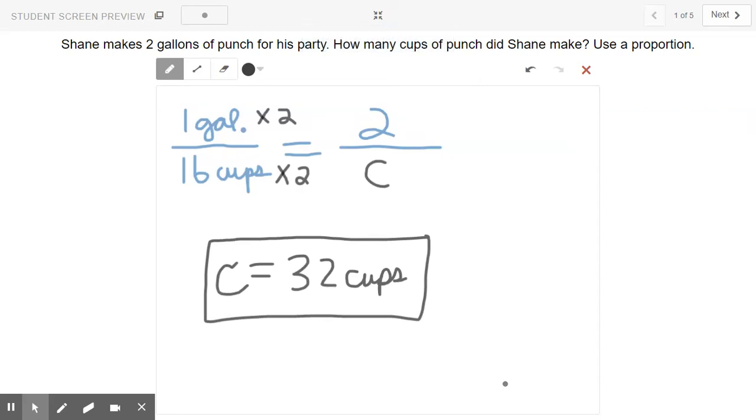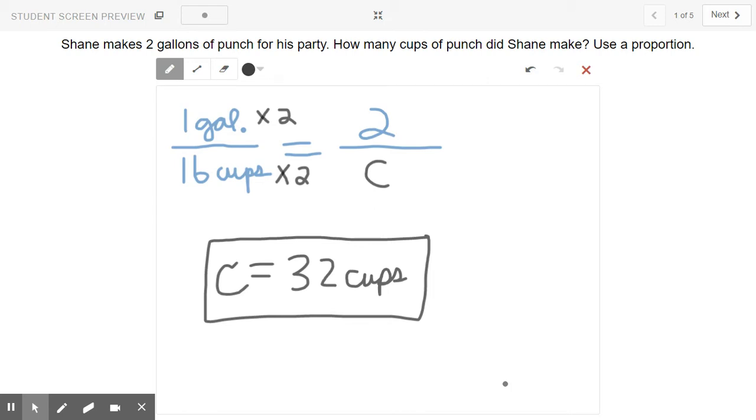Shane makes 2 gallons of punch for his party. How many cups of punch did Shane make? Use a proportion. So if you look at the proportion chart, it doesn't have a relationship of gallons to cups. It does show that 1 gallon equals 4 quarts, but each quart equals 4 cups. So if each quart has 4 cups and each gallon has 4 quarts, that means 1 gallon has 16 cups.